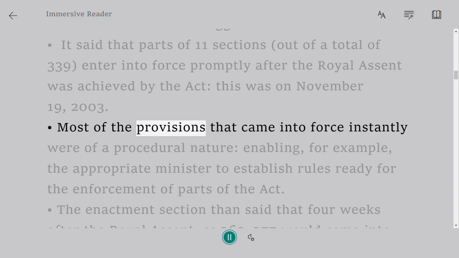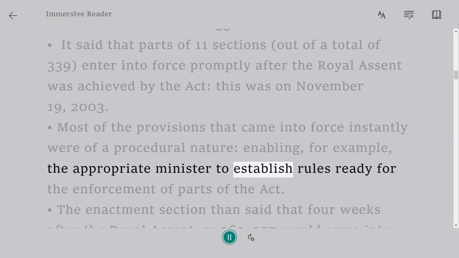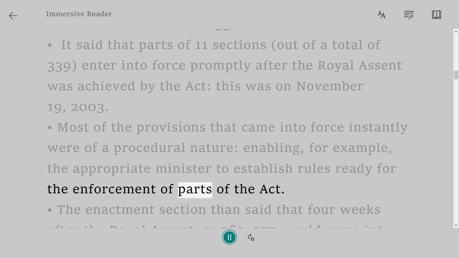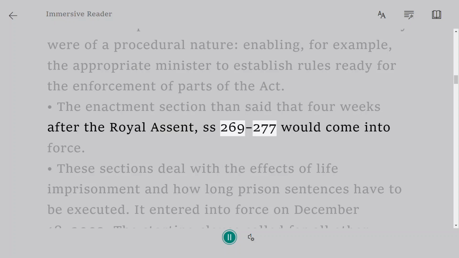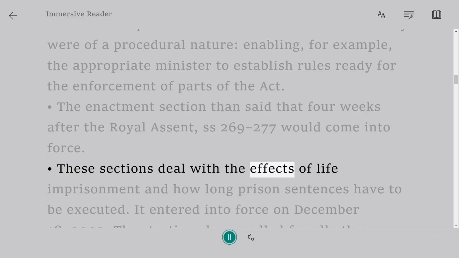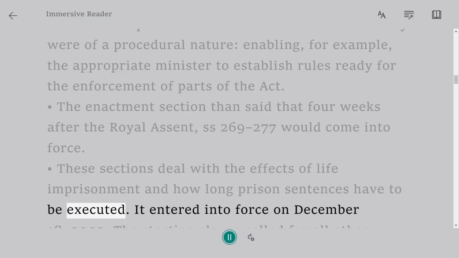Most of the provisions that came into force instantly were of a procedural nature, enabling, for example, the appropriate minister to establish rules ready for the enforcement of parts of the act. The enactment section then said that 4 weeks after the royal assent, sections 269 to 277 would come into force. These sections deal with the effects of life imprisonment and how long prison sentences have to be executed. It entered into force on December 18, 2003.